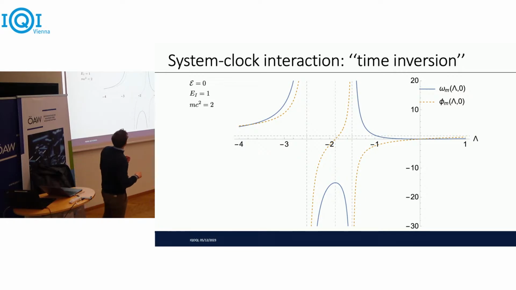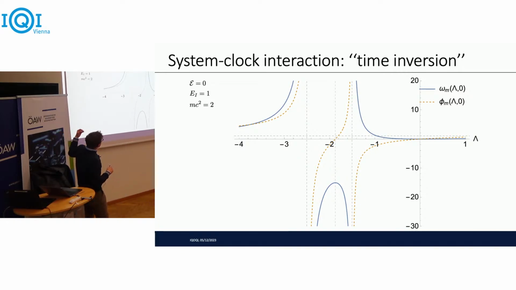So usual stuff. Now, as we decrease the value of lambda, which means that we get the system and clock closer and closer, we see that omega goes up, which means that from the clock's perspective, the qubit is rotating faster and faster. And now we have this nice feature here where at this value, this diverges. So at this exact point, there's only a trivial solution to the problem. But as it approaches this value, the qubit starts rotating faster and faster, and the speed of rotation diverges.